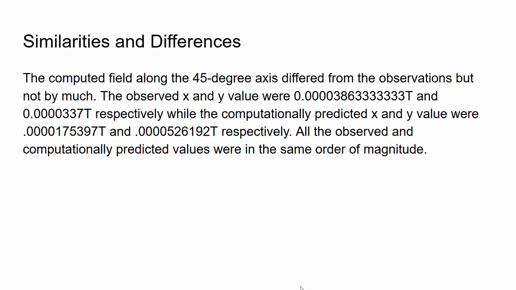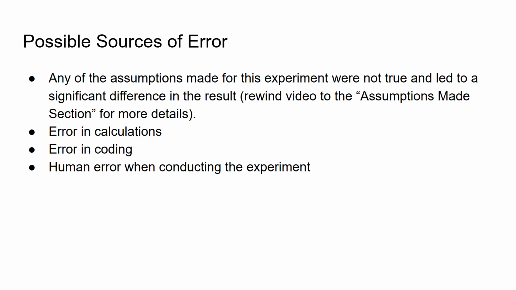Discussion and conclusions. Similarities and differences. The computed field along the 45-degree axis differed from the observations, but not by much. The observed x and y values were these two numbers respectively. I'm not going to read them out as they are long numbers. While the computationally predicted x and y values were those two numbers respectively. Once again, not going to read them out because they're very long numbers. All these are in Teslas. All the observed and computationally predicted values were in the same order of magnitude.